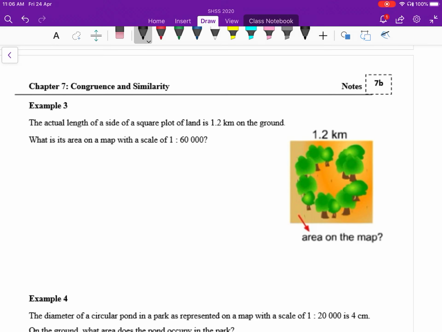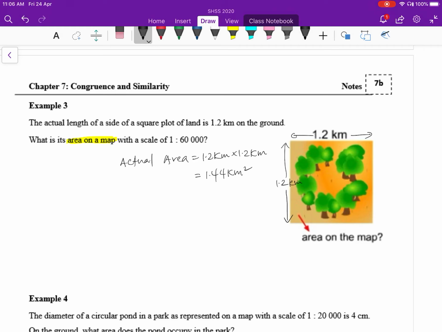Now, it says, the actual length of a square on a plot of land is 1.2 kilometers on the ground. What is its area on the map? Now, this question turns it back around. They want the area on the map. Before we find the area on the map, let's find the actual area first. One side is 1.2. The other side is also 1.2 because it's a square plot of land. So actual area is 1.2 kilometers times 1.2 kilometers, and we'll get 1.44 kilometers square.